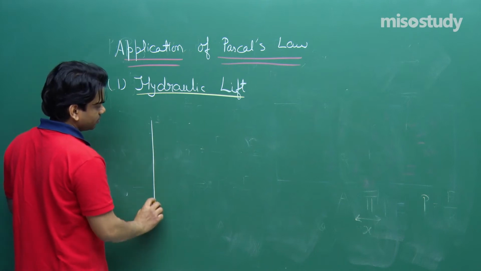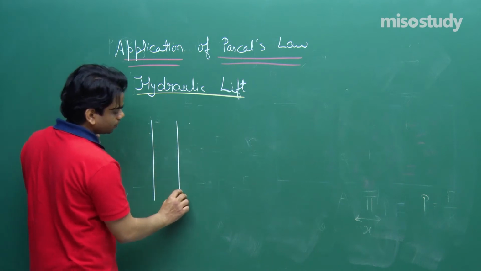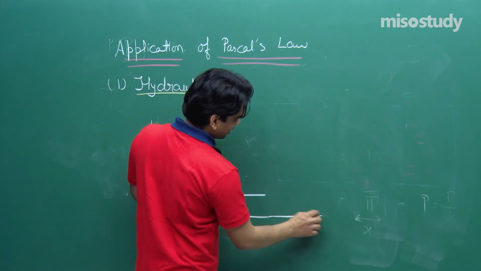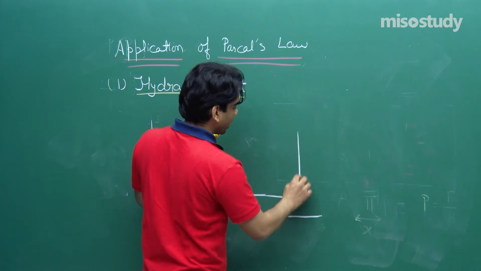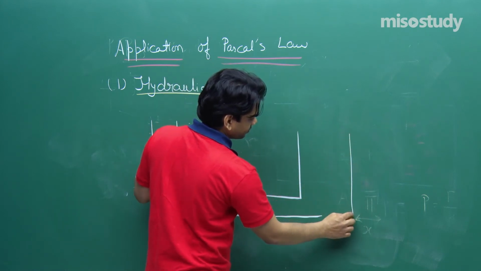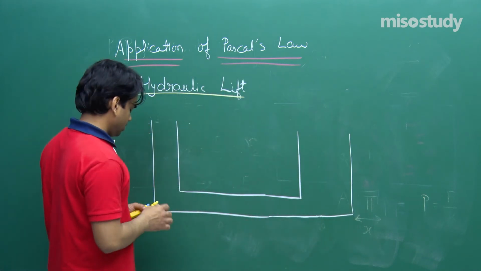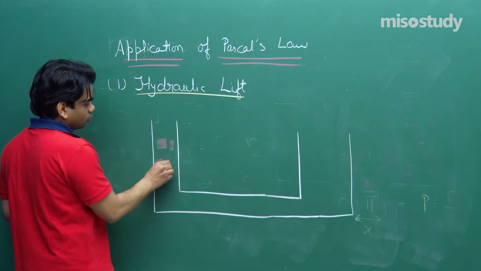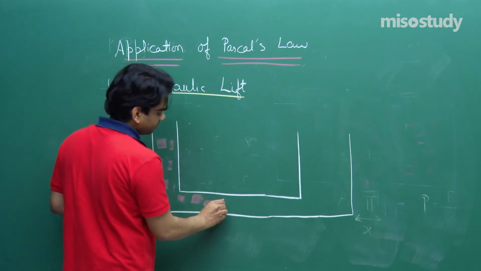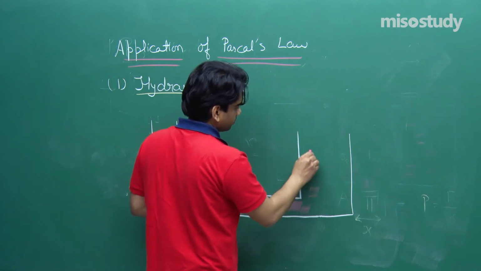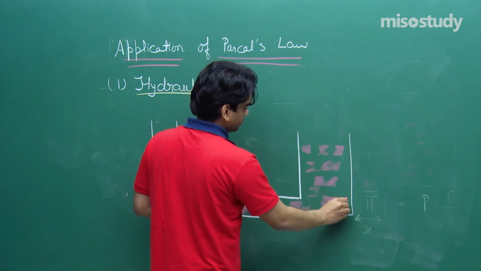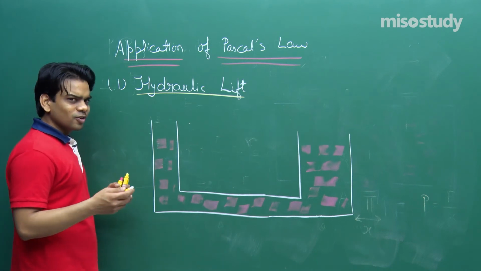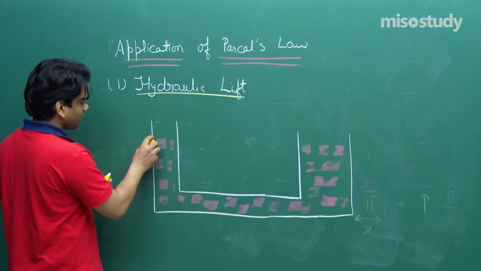We have one narrow tube, and this narrow tube is connected with a wider tube. This is the way in which these two tubes are connected. This is the situation. Let's say the surface area, and now before going with surface area, let me show you that we have two pistons here.